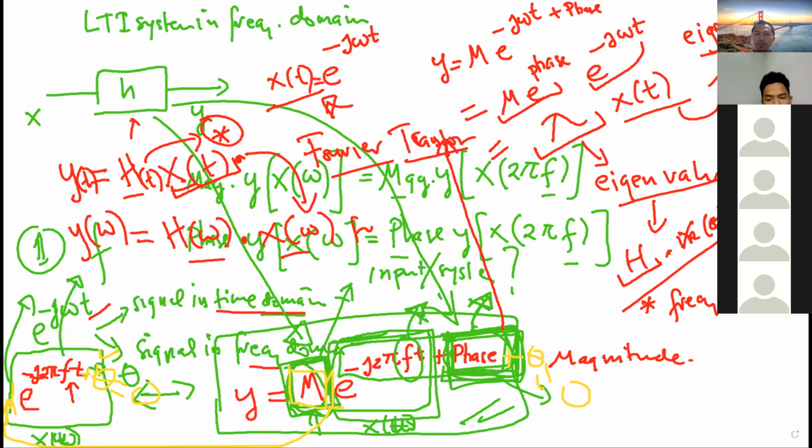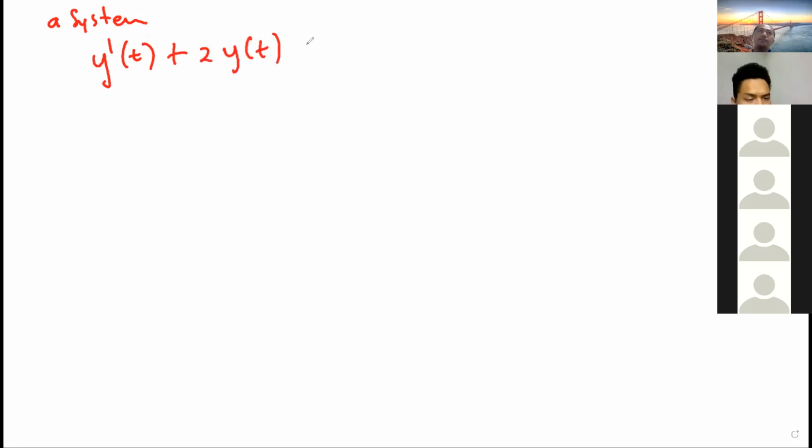After I talk a lot, now it is time for you to do an exercise. Okay, I have a system. The system is like this, plus 2y(t), and the input as well. We have an input, we have an output, yeah?